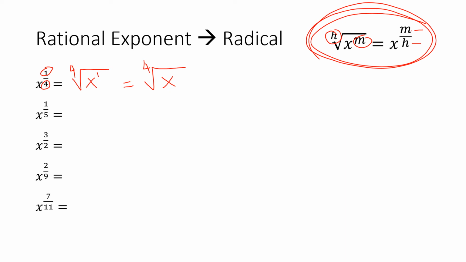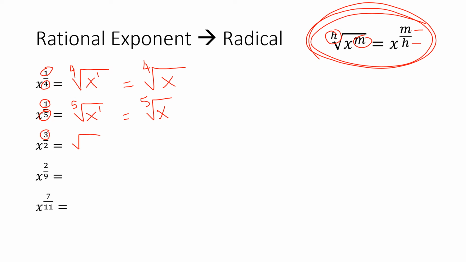Okay, the next one, we have x to the 1/5 power. We're trying to change this into a radical. So remember, the man rides the horse, the man goes in the house, the horse stays outside. So this one would just be the 5th root of x. The third one here, same idea. We have x to the 3/2 power. We're trying to change it to a radical.